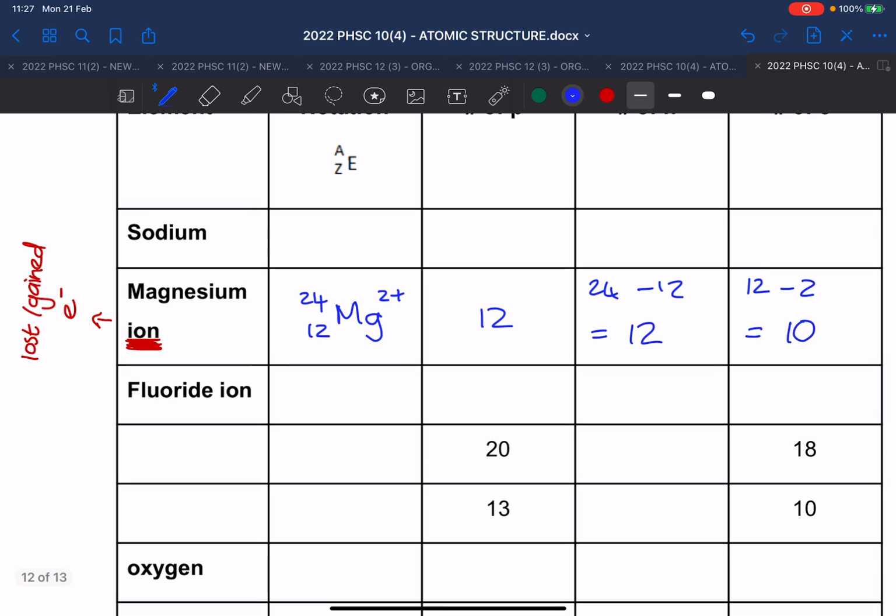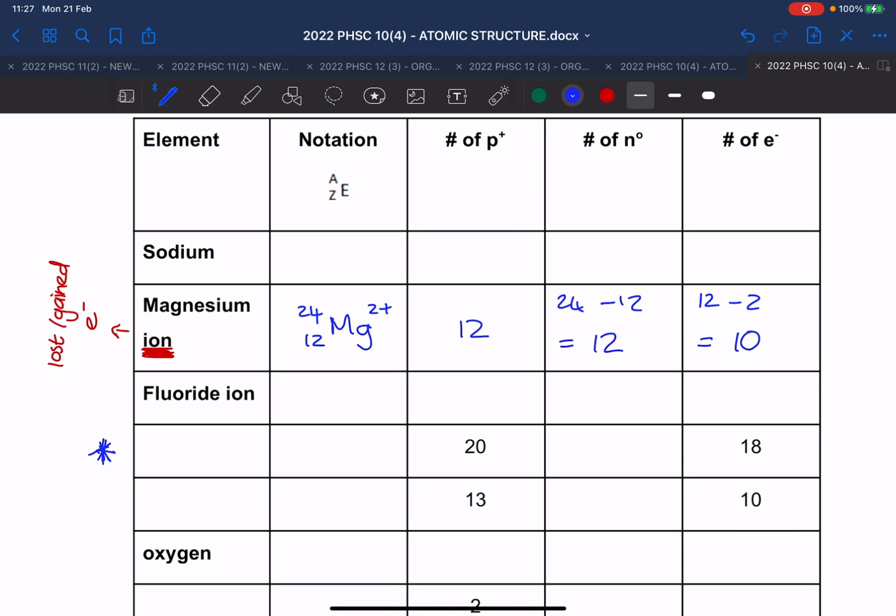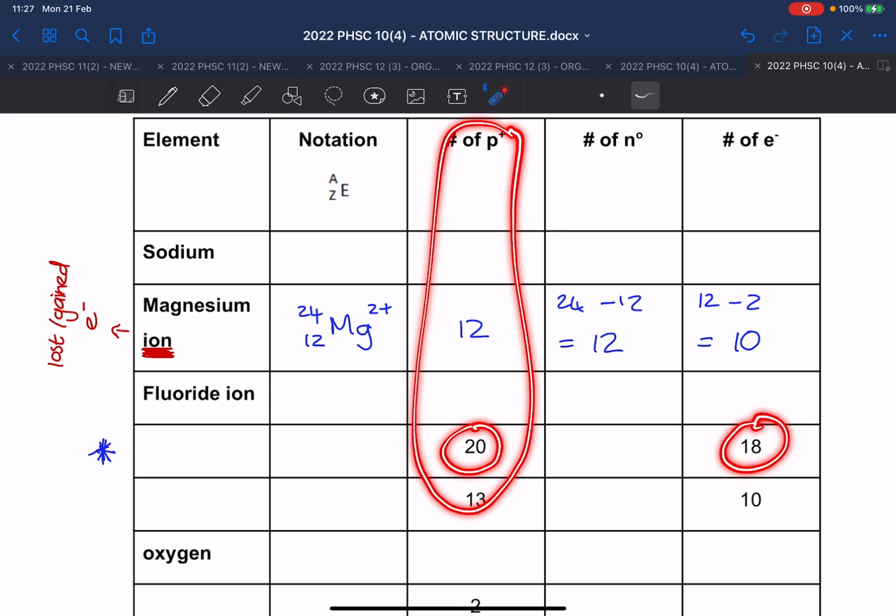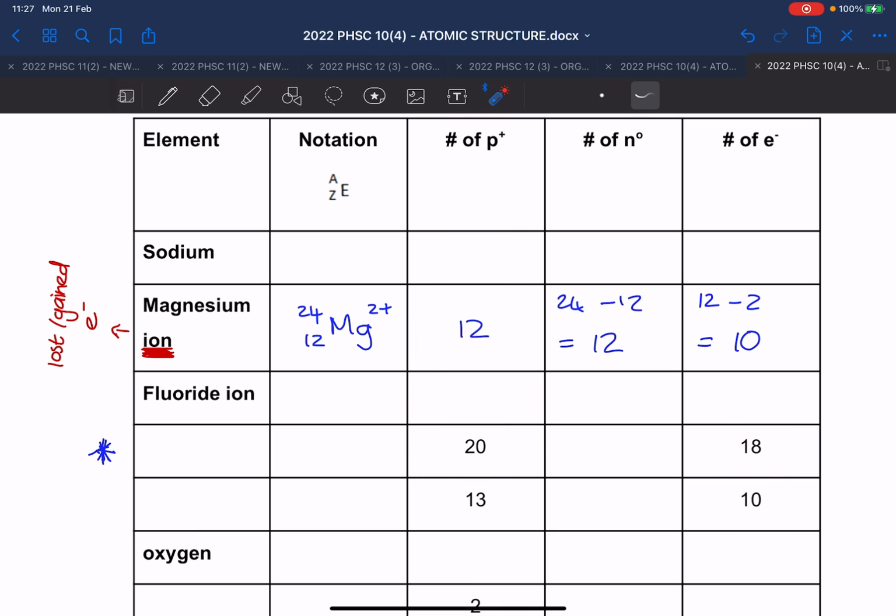Okay, let's quickly go to this one here. I only give you the number of protons and the number of electrons. You always start with the number of protons because that can never ever change. So that's always your constant.